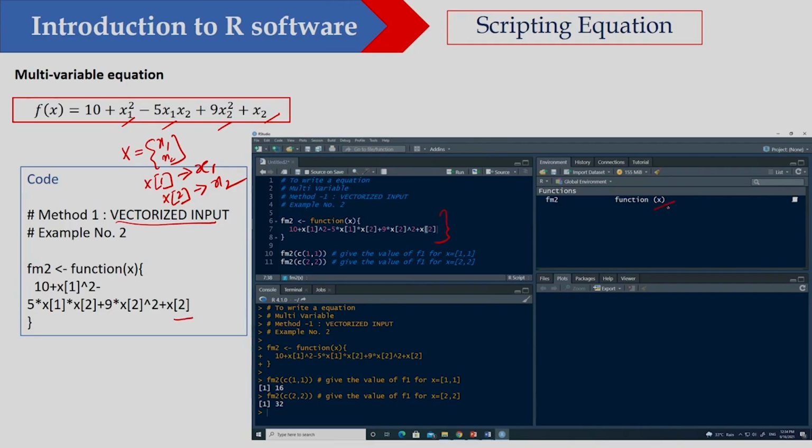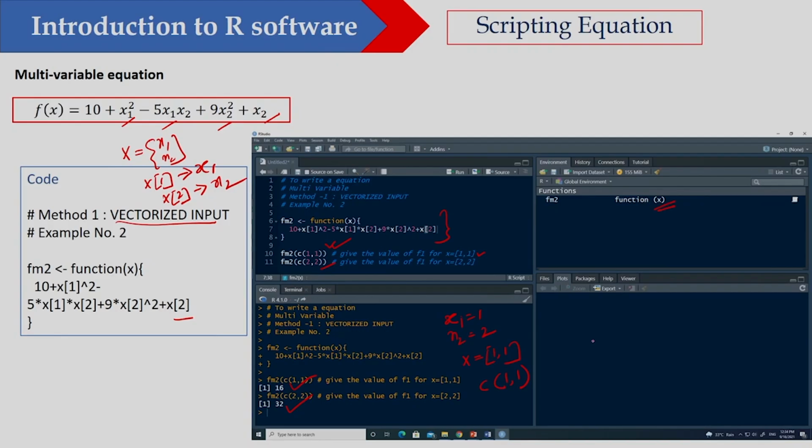Once you execute, you get this particular function, and now if you need to calculate the value of this function for suppose x1 equal to 1 and x2 equal to 2, you have to define a vector. We can define a vector by c, that is 1 1. So, this is for 1 1, that means x1 equal to 1 and x2 equal to 1. You are getting 16, and similarly for 2 2 you are getting 32.